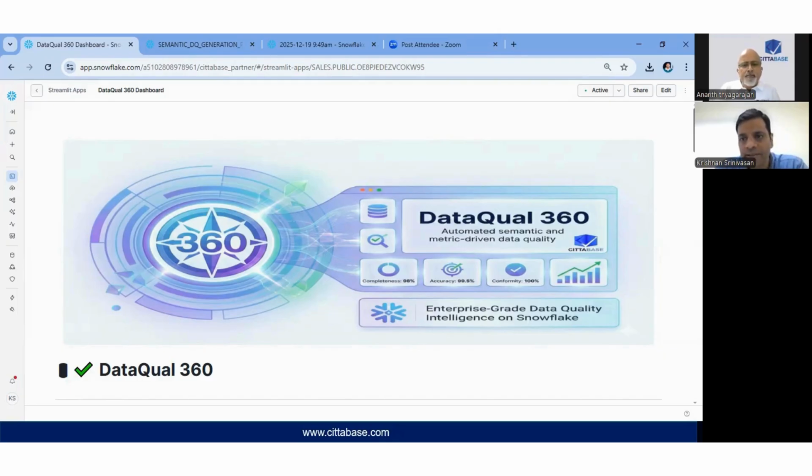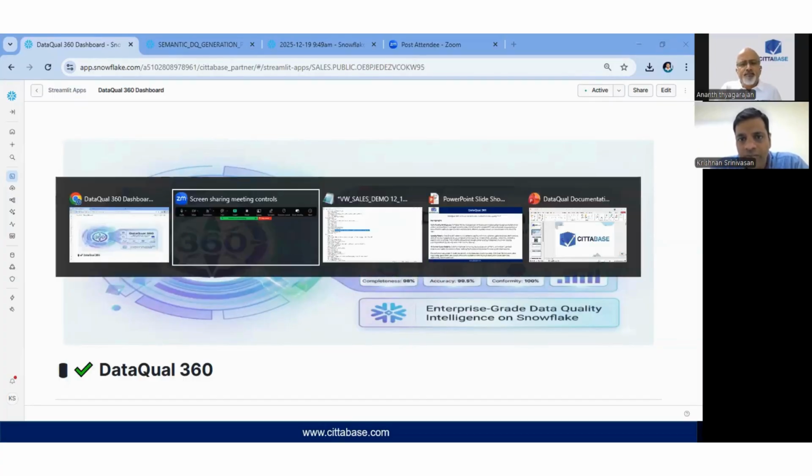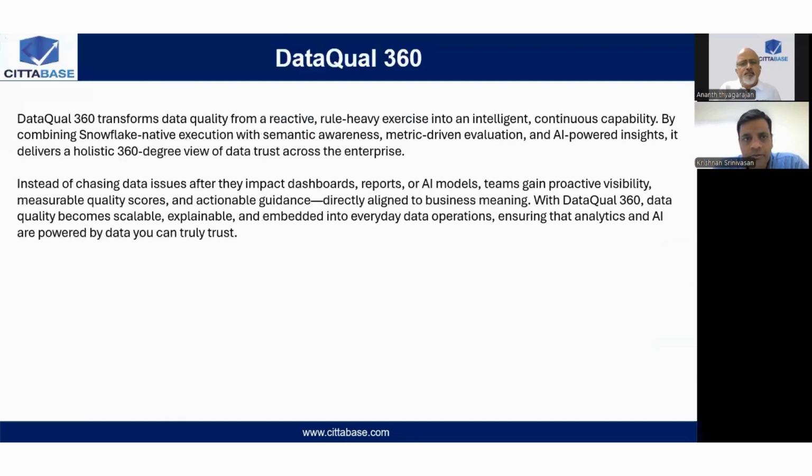As you rightly said, the semantic view is where it needs to be kept up to date with all the rules. What it saves here is really time. There's no manual work involved for QA testers to go and check every field or anything like that. It transforms data quality from a reactive, rule-heavy exercise into a more intelligent exercise, by combining Snowflake's native capabilities with semantic awareness and metric-driven evaluation. That's why we call it DataQual 360, because we cover the whole breadth of what is needed from a data quality standpoint.